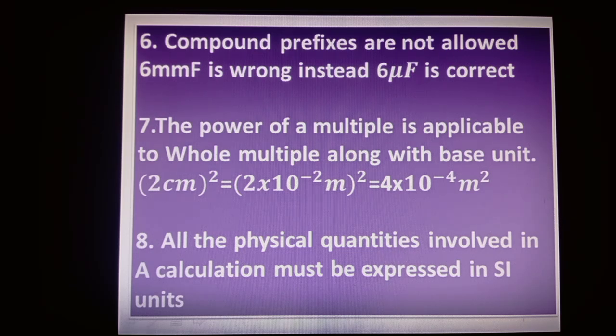Students, these are the few points to remember while using units in physics.